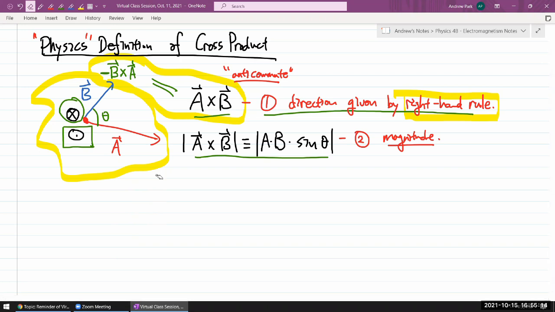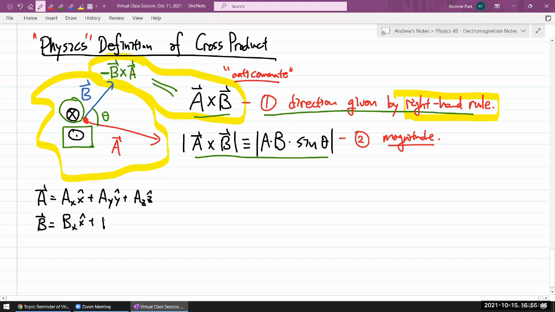So the version that you might have seen in your math or other class is this: if you have vectors A and B, A can be represented as AX x hat plus AY y hat plus AZ z hat. And by the way, for the cross product, you do need all three dimensions. You simply don't have a cross product with only two dimensions. That's another contrast with the dot product. B vector is BX x hat plus BY y hat plus BZ z hat.